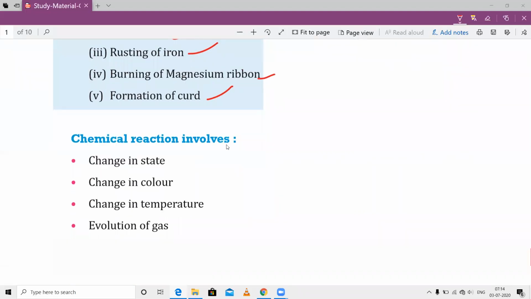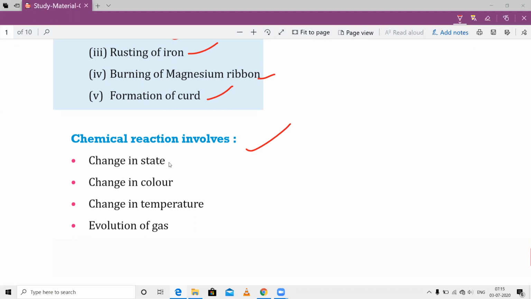A chemical reaction involves, what are the factors which are involved when any chemical reaction is performed? Change in state, it may be either liquid state or gaseous state or solid state. The state may be changed. When a chemical reaction is performed, the state may be changed, or it may not change, but sometimes it does.